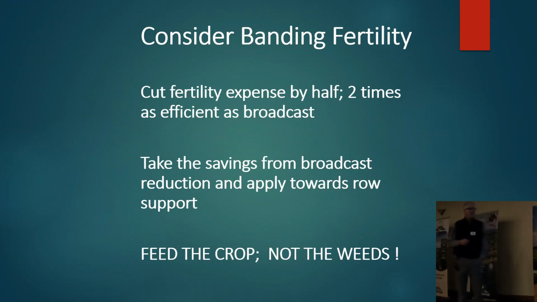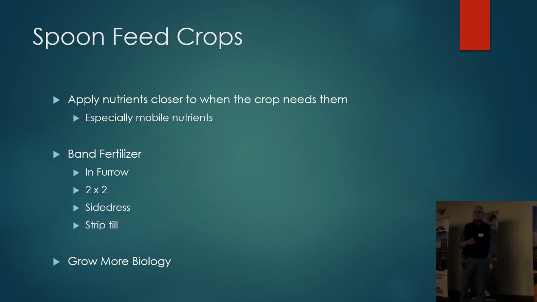So again, consider banding fertility. If we want to be more efficient, we can get by with less total applied nutrients. So spoon feeding the crop, especially in applied nutrients closer to when the crop needs them, especially your mobile nutrients, things that tend to leach out, nitrogen, sulfur, boron, things like that. So again, opportunities we have for banding would be in furrow, a 2x2 starter, side dress, strip till, and then grow more biology.